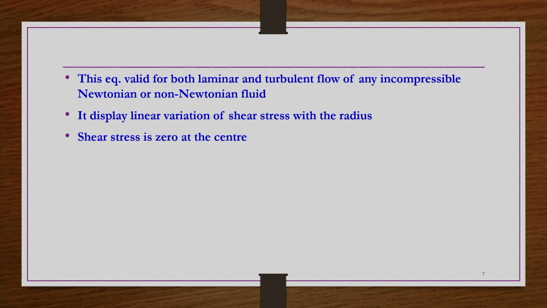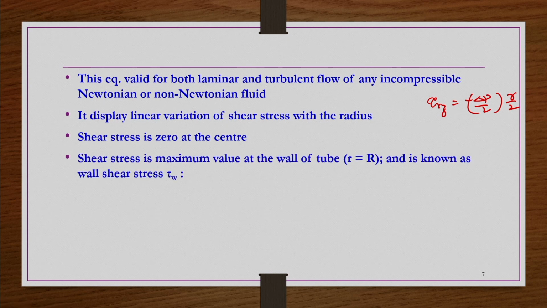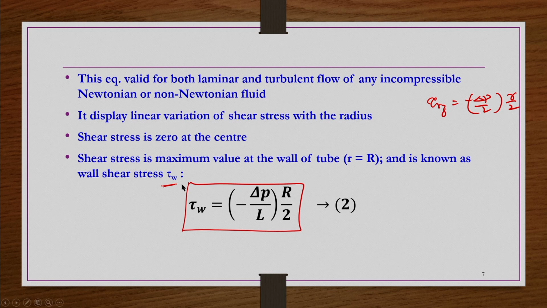That means shear stress is 0 at the center, because at the center small r is equal to 0. If you substitute small r equal to 0 in the previous equation, tau rz is equal to minus delta p by L, r by 2, you get tau rz equal to 0. It is maximum at the tube wall, that is at r equal to capital R, because capital R is the maximum value possible in this geometry. The maximum value of shear stress is known as the wall shear stress. That means tau w is nothing but minus delta p by L, capital R by 2.